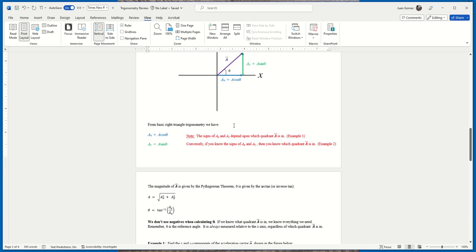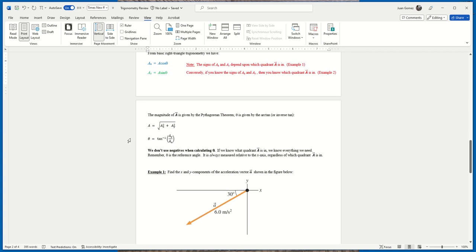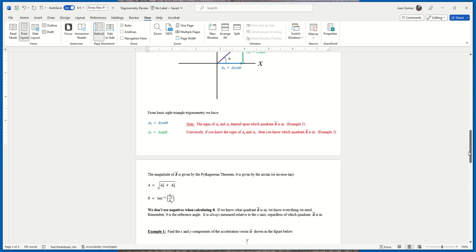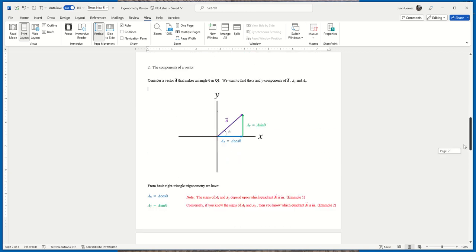Now the magnitude of A is given by the Pythagorean theorem. So A is the square root of AX squared plus AY squared. Well, the angle is given by the arctan, also called the inverse tan. So theta is equal to the arctan of AY over AX. Now, we don't really worry about negatives when we're dealing with the angle theta because remember, we're dealing with what's called the reference angle. So all we want to know is what quadrant we're in.